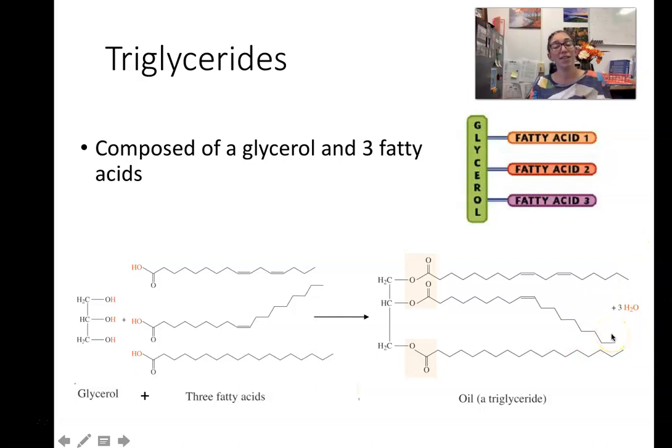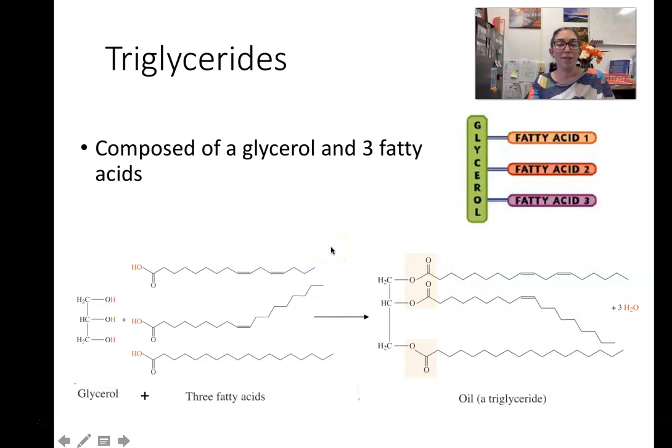Condensation reactions are synthesis reactions. So you'll find a theme in this unit is that to build our important biomolecules, carbohydrates, lipids, and proteins, we use condensation reactions, or it involves condensation reactions.